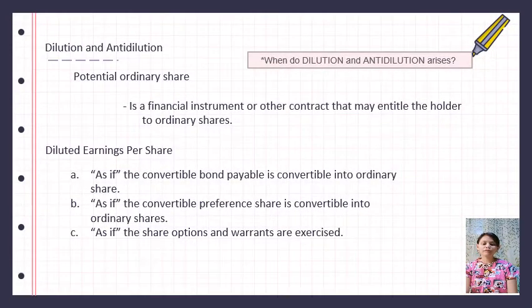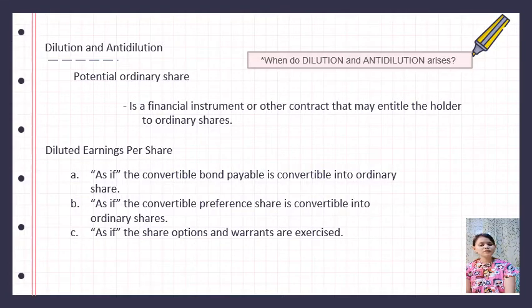So next, we have the dilution and anti-dilution. The potential ordinary share is defined as a financial instrument or other contract that may entitle the holder to ordinary shares. So when do the dilution and anti-dilution arise? The dilution arises when the inclusion of the potential ordinary share decreases the basic earnings per share or increases the basic loss per share. On the other hand, the anti-dilution arises when the inclusion of the potential ordinary share increases the basic earnings per share or decreases the basic loss per share.